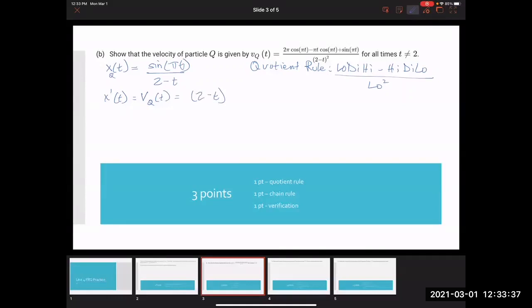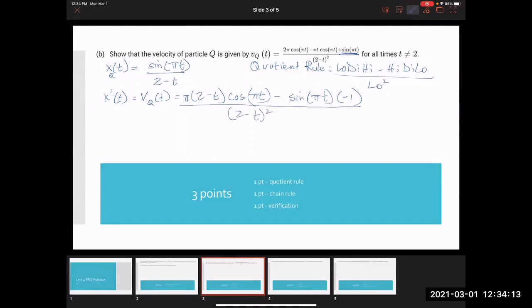We already did that. We said that the derivative of sine of pi t was pi cosine of pi t. So I'm going to put the pi in the front since it's a constant, and then times cosine of pi t, minus the high function, which is sine of pi t, times the derivative of the low function. The derivative of 2 minus t is just -1. So those 2 negatives are just going to change to a positive, which will give us this part right here. And then it's all over our low squared, so it's all over 2 minus t squared.